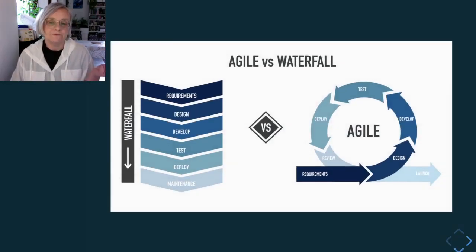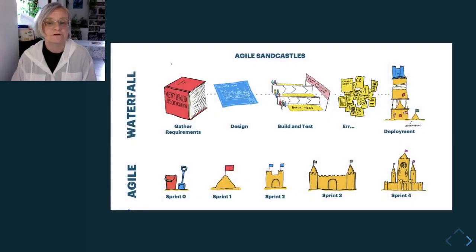Here you can see the difference. On the left, in the traditional approach, we go through each stage only once, step by step, no going back. On the right, in the flexible approach, we go through all the stages again and again in small cycles. In this picture, you can clearly see the difference.